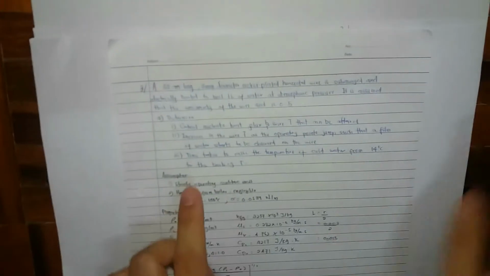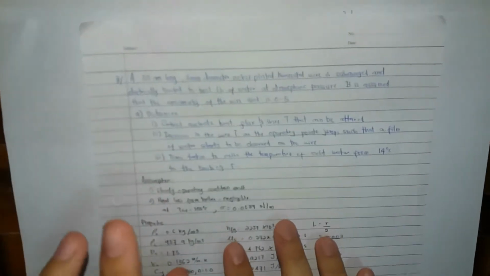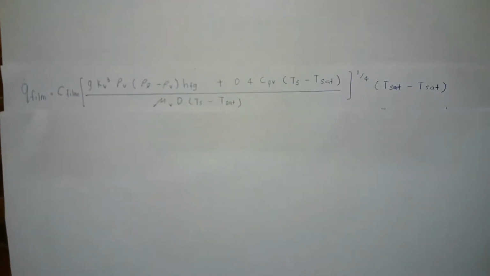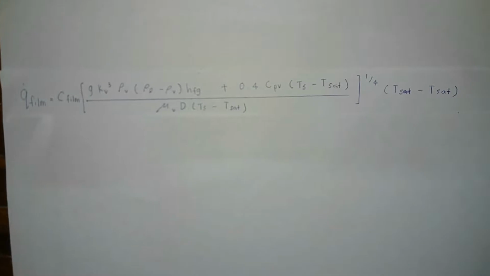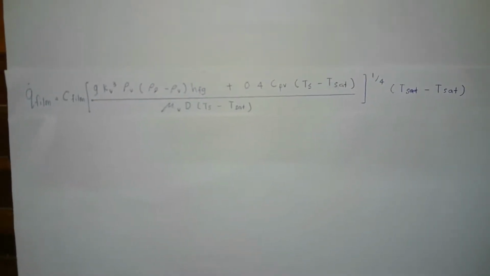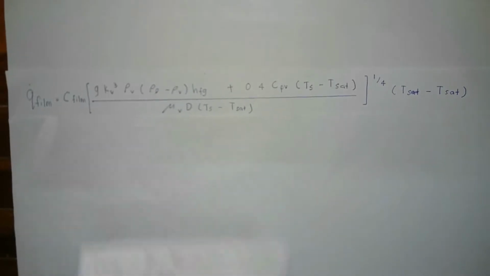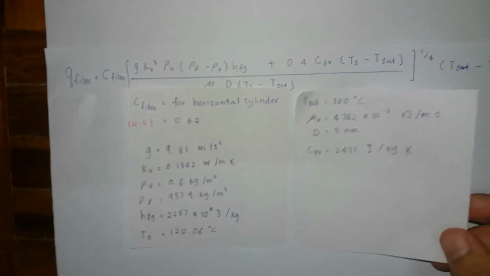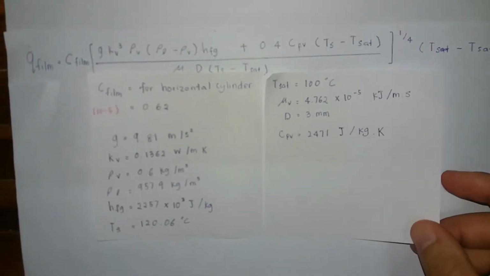Okay, for this question, we need to find Q film, Q radiation, and the summation of both Q. So, first, we are going to find Q film by using this equation. Most of the constants in this equation are found from the table, which is this.